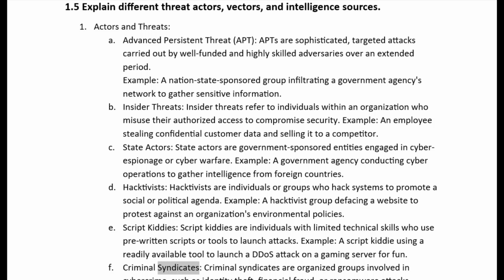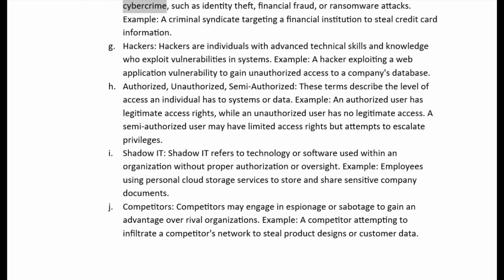Criminal syndicates. Criminal syndicates are organized groups involved in cybercrime, such as identity theft, financial fraud, or ransomware attacks. Example: a criminal syndicate targeting a financial institution to steal credit card information.